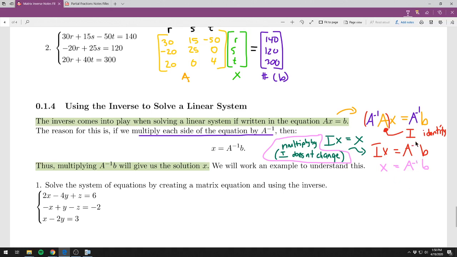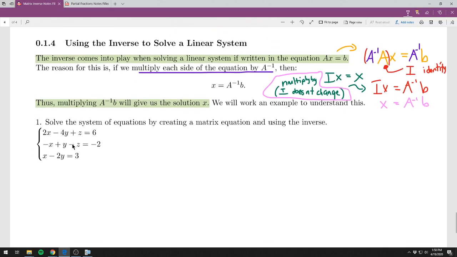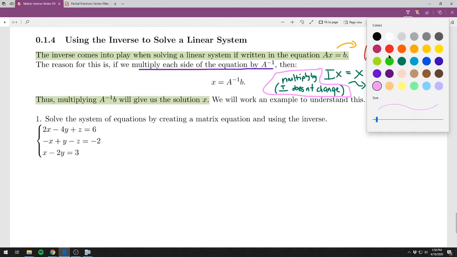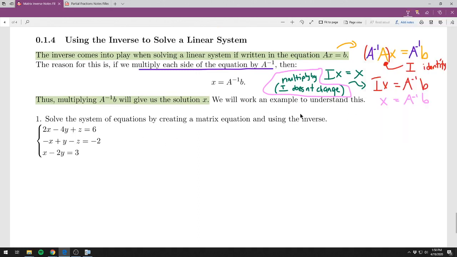All right, so if we multiply a inverse times b, then we get our solution x, because remember x is the matrix of our letters. All right, so we're going to go ahead and do that, and you can see the way this question's worded is it's telling you to do it like this. Solve the system of equations by creating a matrix equation. All right, so this is saying make ax equals b, and then using the inverse, we're going to get x equals a inverse of b.